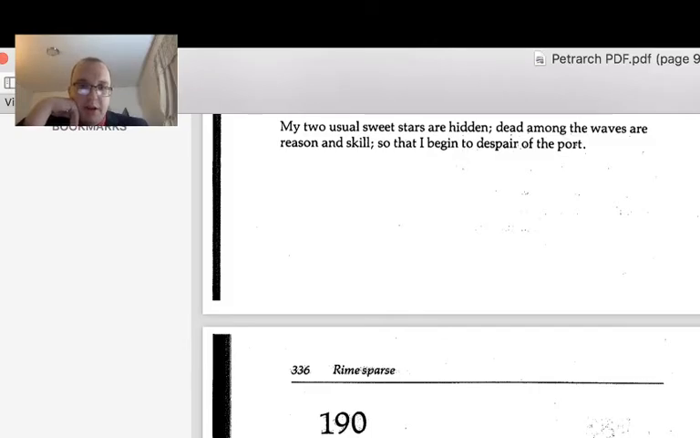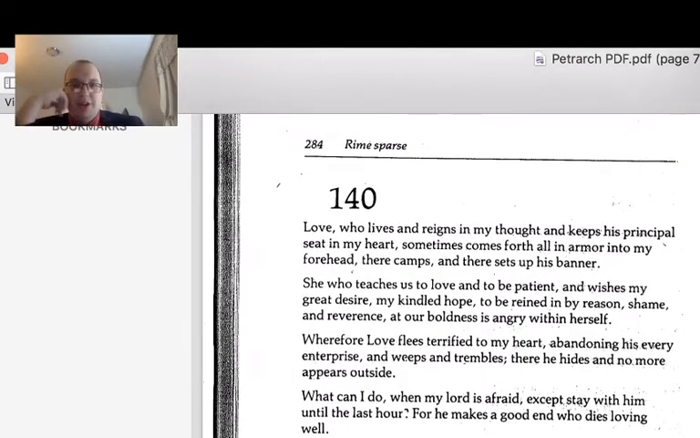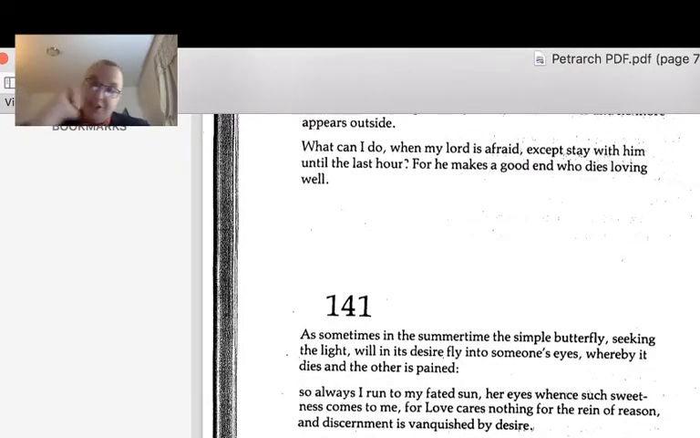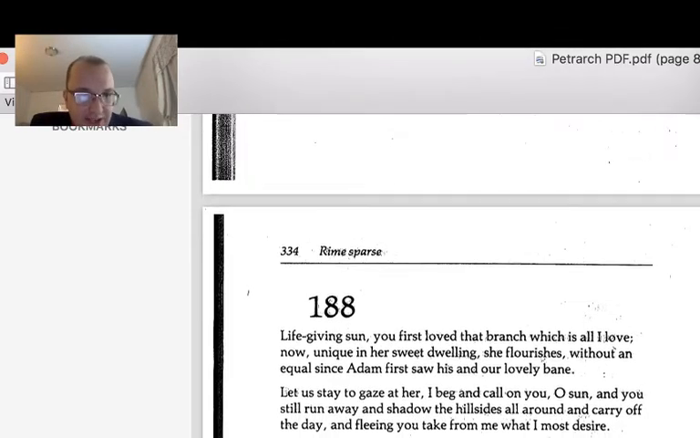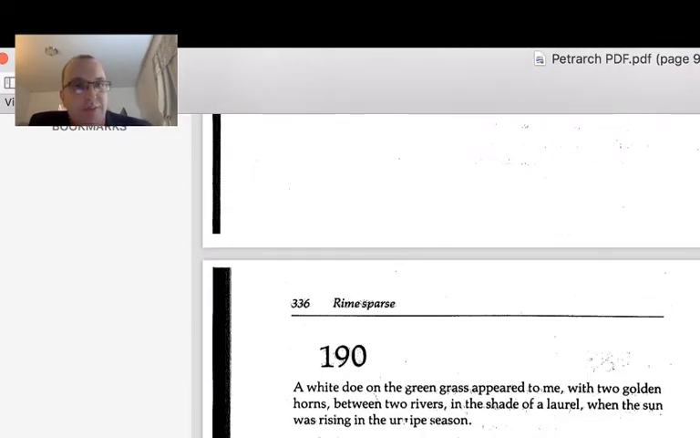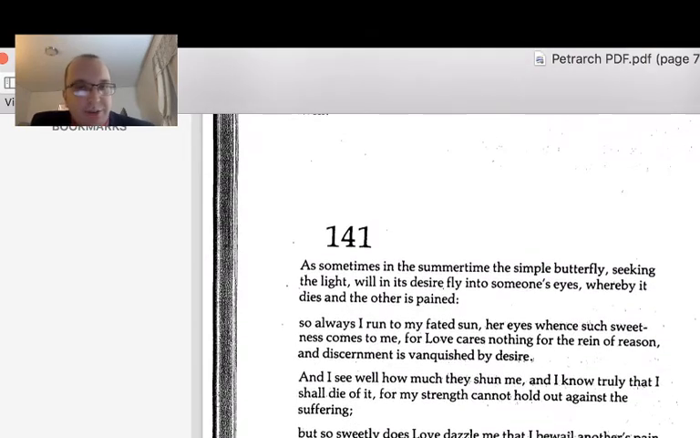Okay. So the two poems I want to talk about, I'm mostly just talking about these two because they're my favorites of the lot. But 141 and 190. Okay. So in these poems we get a good sort of overview as far as Petrarch's themes about the inaccessible Laura. So let's take this first one. I'll read it aloud for you.